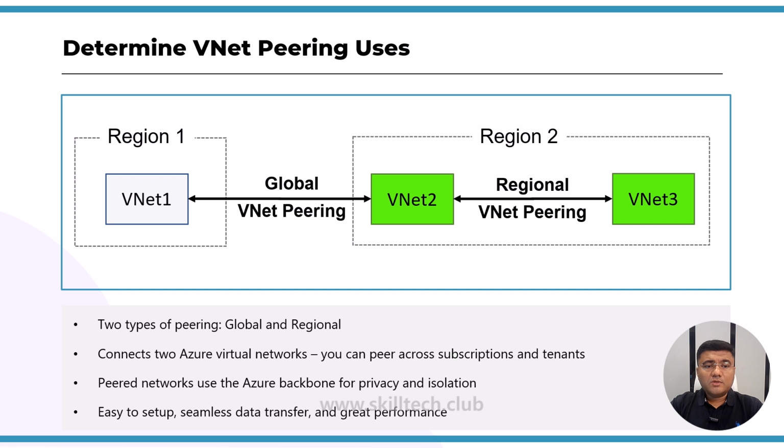And when we try to do this, you can actually peer virtual networks across Azure subscriptions and tenants also. So there are no subscription or tenant boundaries which are going to create issues with this. Also, it's going to use the Azure backbone network for privacy and isolation. So basically, virtual network peering has all the advantages. It is easy to use, it has seamless data transfer, it provides great performance, and it uses the Azure backbone network, so it's secure also.